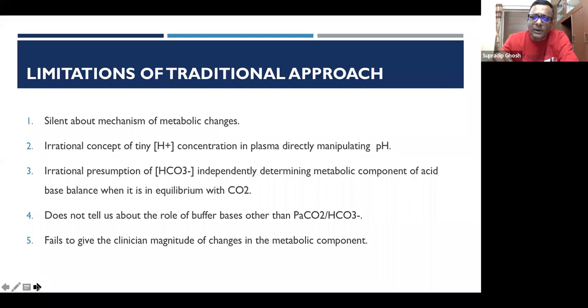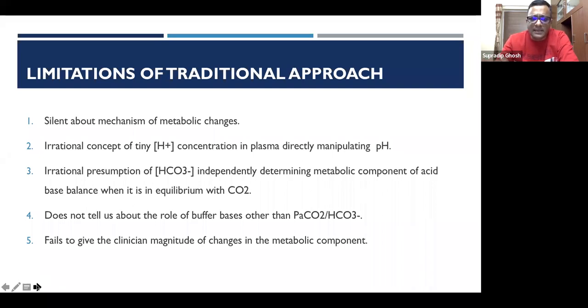Look at the water concentration in the plasma. This is 55.3 mole per liter. How can hydrogen ion independently change its concentration on its own? It's not possible. What is the concentration of sodium? 140 millimole per liter. Hydrogen ion concentration, 40 nanomole per liter. So it's very irrational to assume that hydrogen ion concentration in plasma is directly manipulated on its own.